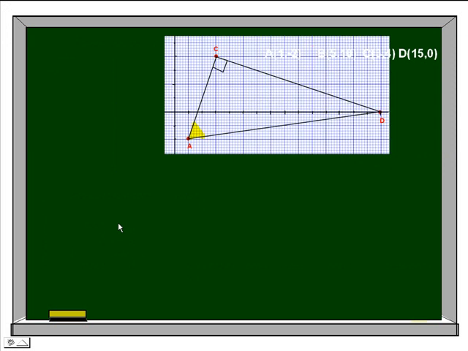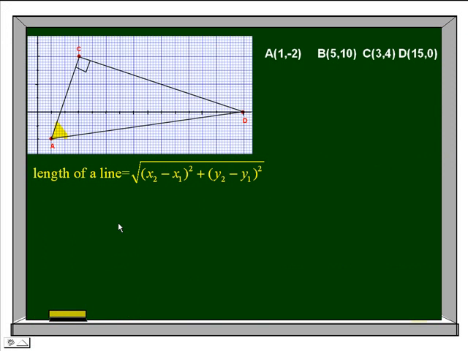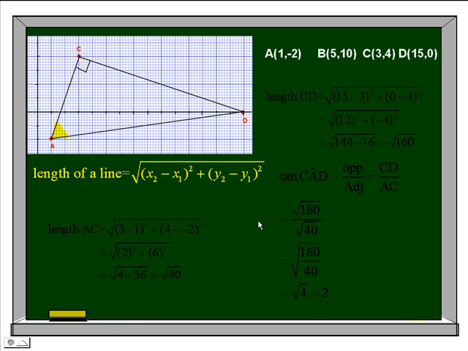So I've chosen to use the length of the line formula to calculate the length CD. That's the line which is opposite the angle to be found. I've used the length of the line formula to calculate the length of AC, and that's the adjacent to the angle to be found. Remembering our GCSE trigonometry, the tan of the angle is opposite over adjacent. We've got root 160 divided by root 40, coming down to root 4, which is 2.